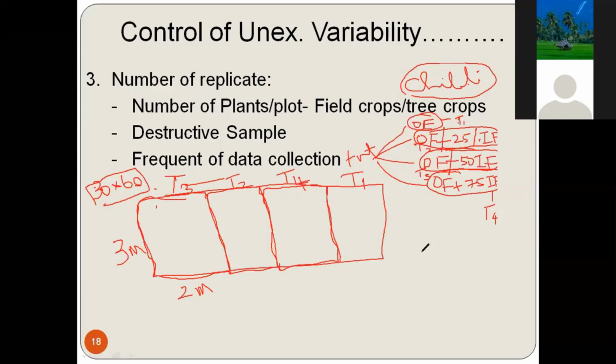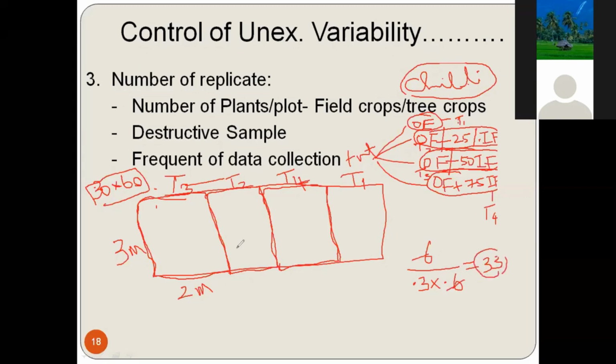Land area over spacing. What is the land area? 6 square meters. How can we write that? In centimeter or otherwise, let's say meter. So this is 6 divided by 0.3 into 0.6. What is the answer? 33. Yes, 33. Roughly 33 plants.